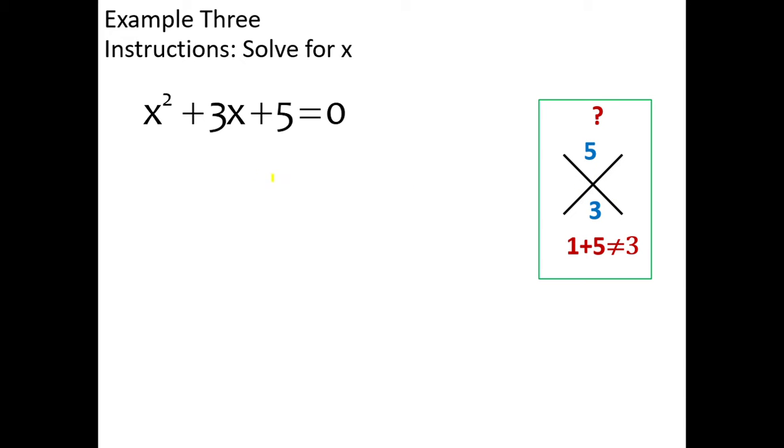So this quadratic equation can't be solved using a puzzle box. Our only recourse would be to look at the quadratic formula and see if we could solve it with the quadratic formula, and perhaps it can't be solved at all. But certainly it can't be solved with a puzzle box.